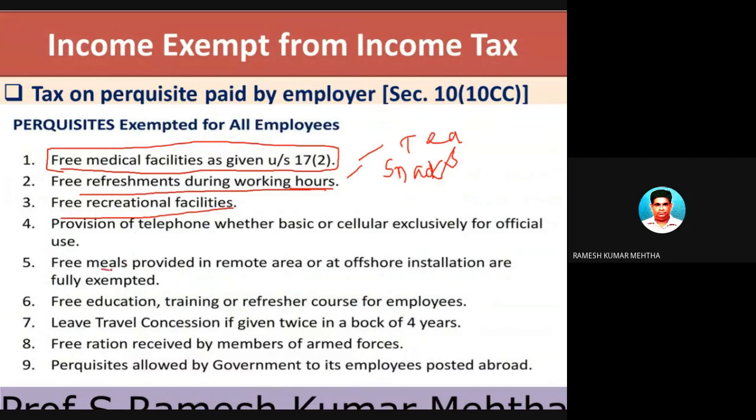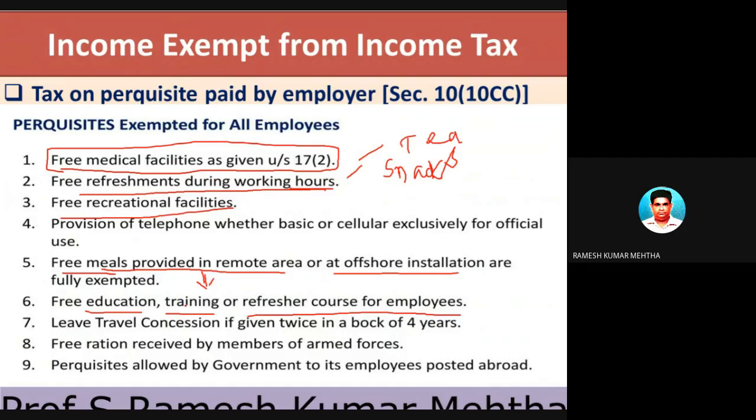In the same way, free meals provided by the employer to the employee, where the employment is taking place in a remote area or at an offshore installation, are not income and are fully exempted from tax. In the same way, free education, training or refresher courses provided by the employer to the employee are fully exempted from tax.